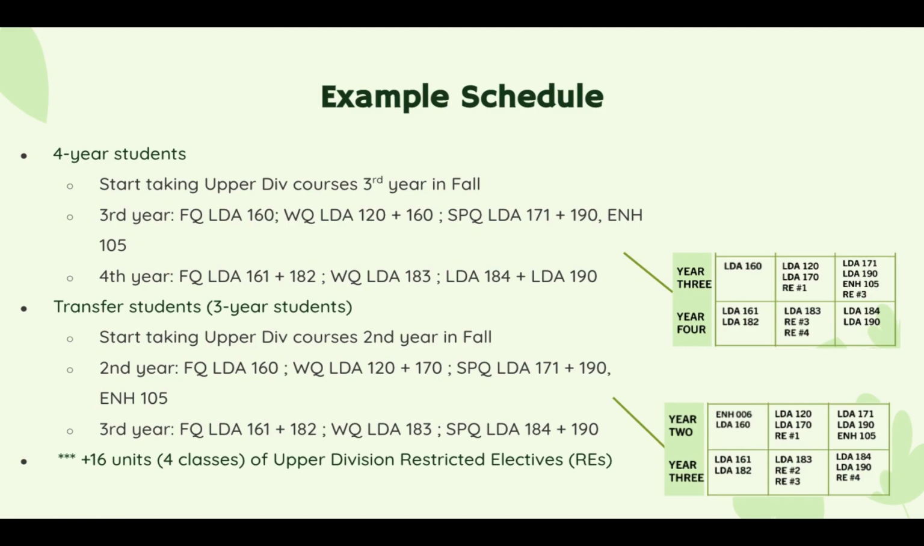It's important to note, too, that you must make room for 16 units, or 4 classes, of restricted electives required for the major. These are usually taken when there's free space during your last 2 years of winter and spring quarter.